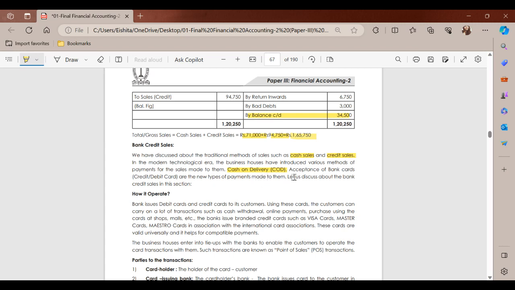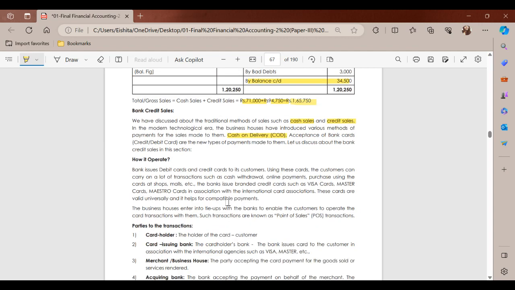Okay. Second is acceptance of bank cards. You will give the material to him. The customer will swipe the bank card for you. The bank will process the amount. The bank will keep 1 or 2% with themselves and the balance they will remit to you. These are the new types of payments made to them. Let us discuss the bank credit sales in this section.